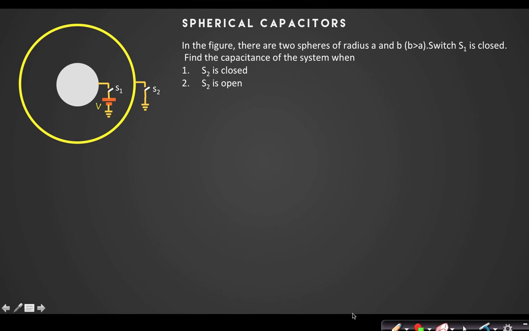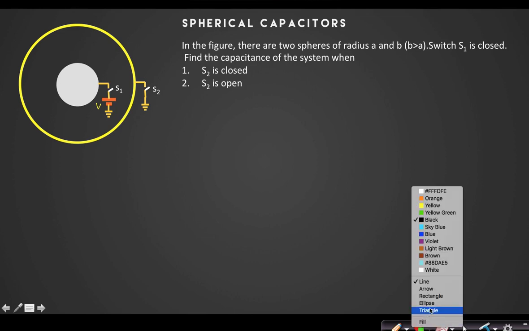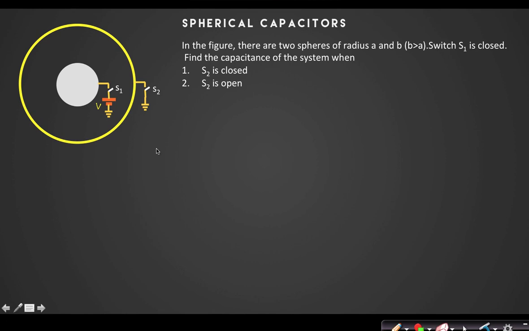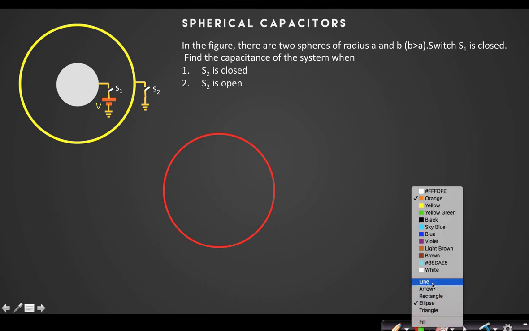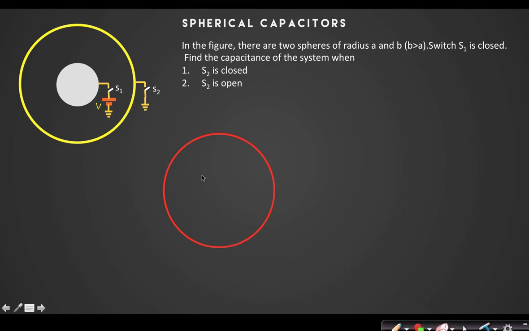Let us try to understand the situation first. As I have said earlier, in finding equivalent capacitance, what do we have to do actually? Do you remember how I find equivalent capacitance? I have to only find Q in terms of V and I have to find the ratio.